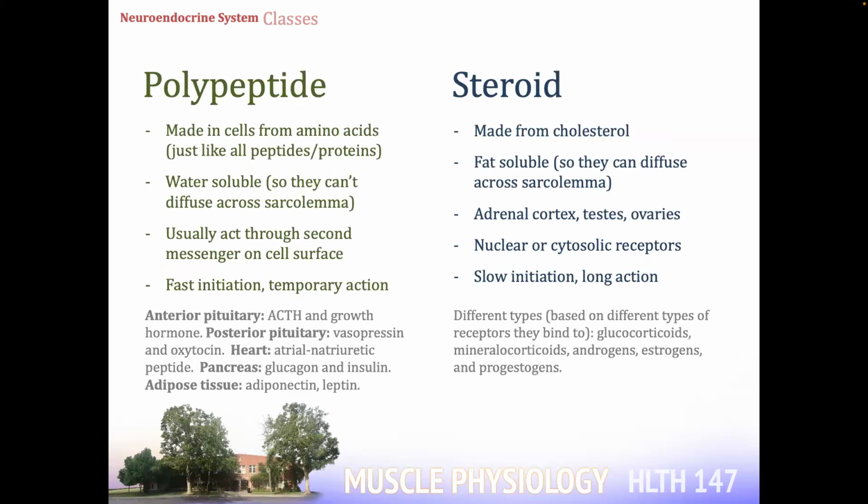So here's a breakdown of protein hormones compared to steroid hormones, what they're made of, where they come from, what they're soluble in, where they exert their action, and then how quickly that action arrives and departs. Beneath each list of hormone traits is a list of some examples of those hormones, just a few, not all of them.